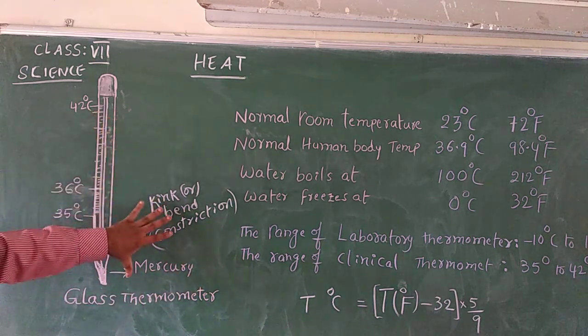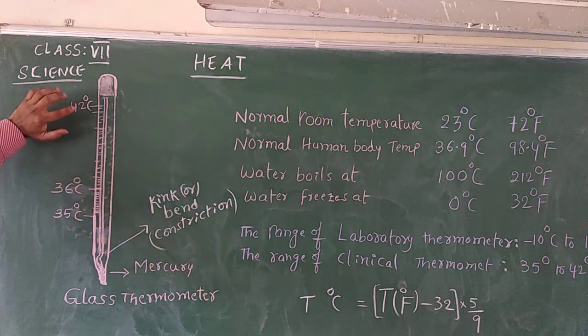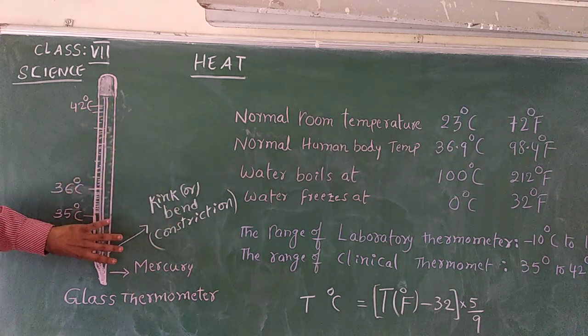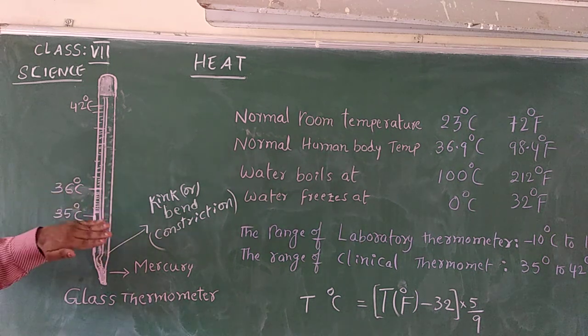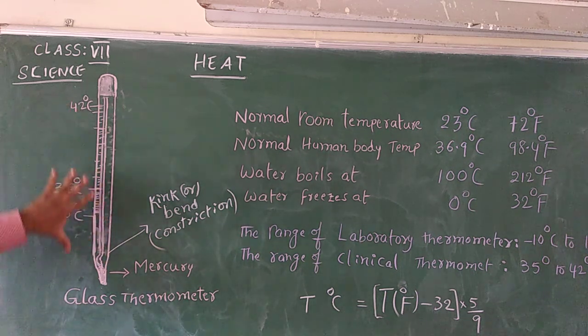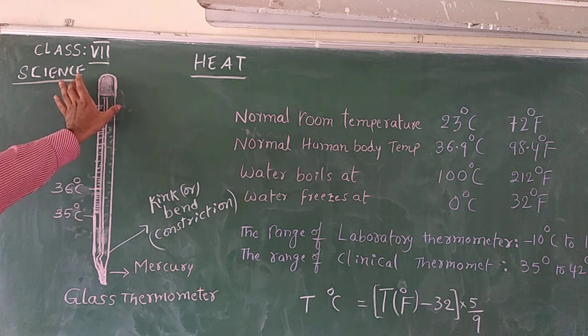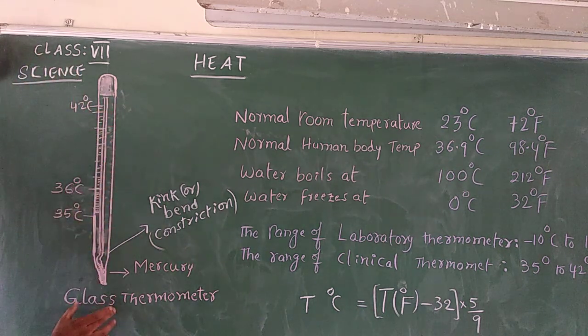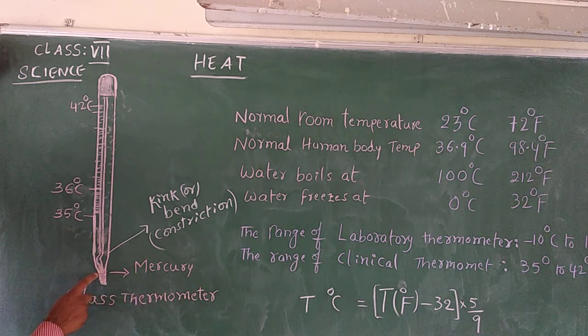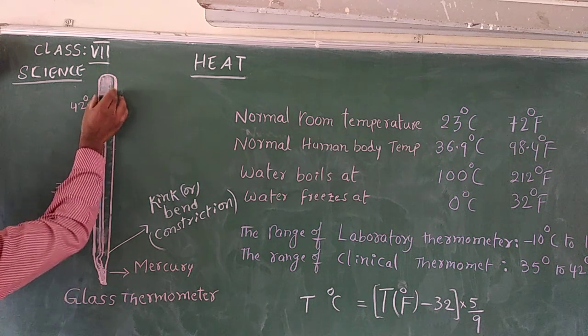Now let us find out how it works. Whether it is a laboratory thermometer or a clinical thermometer, the thermometer is like this. It is made of glass, so it is called a glass thermometer. What materials are present here? Mercury is there. This is called the mercury bulb, and in that, mercury is present. Here is a small capillary tube, made of glass.